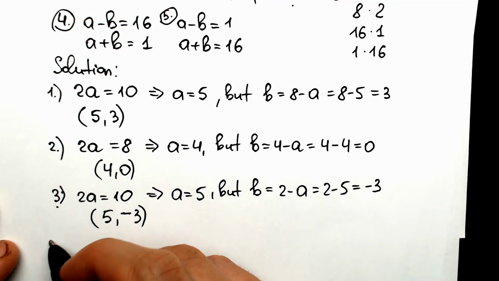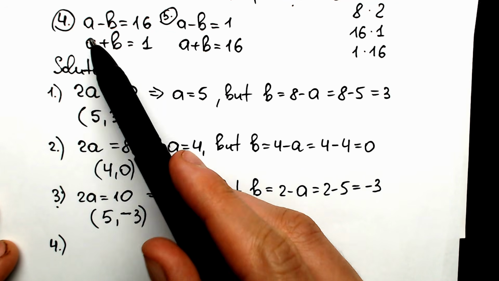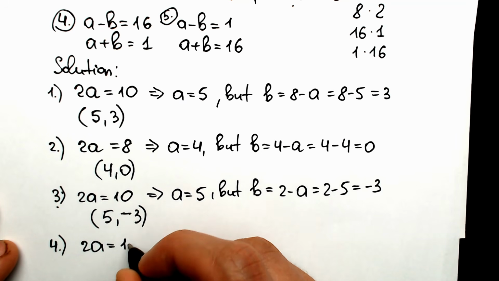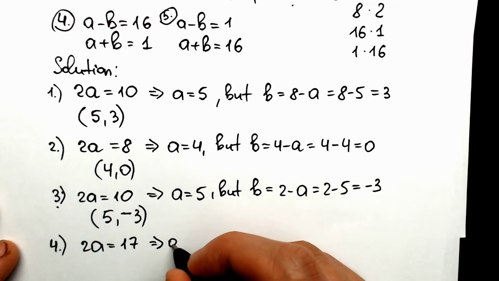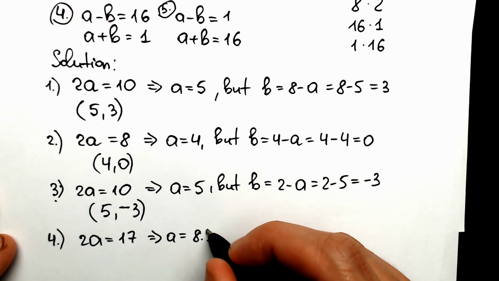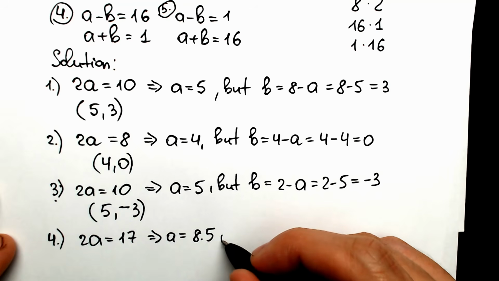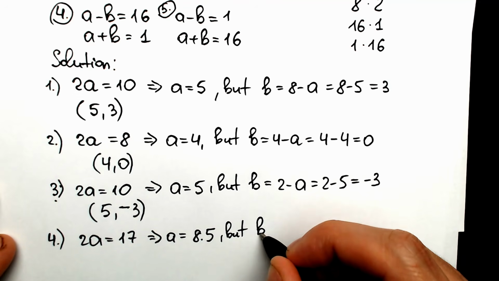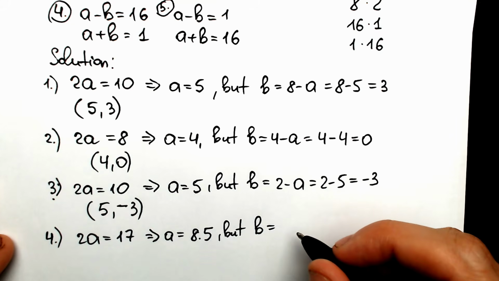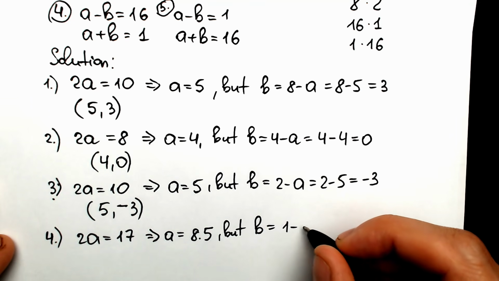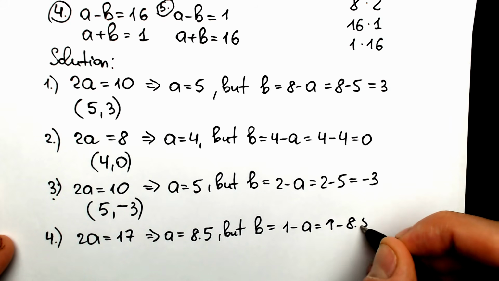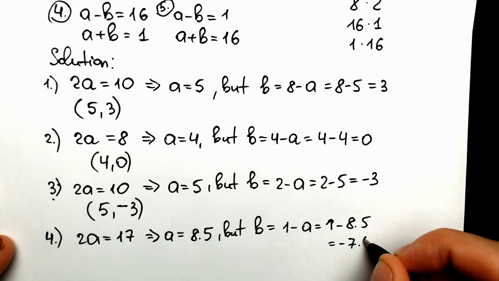This is our third pair, and we have the fourth and fifth. Let's solve it quickly. We have 2a equal to 17, and from here our a is equal to 8.5, and b is equal to 1 minus a, so 1 minus 8.5, equal to minus 7.5.